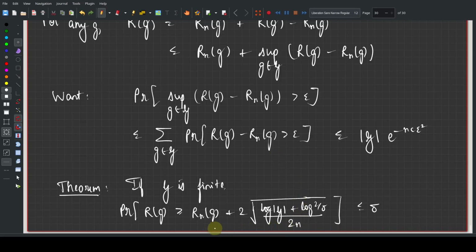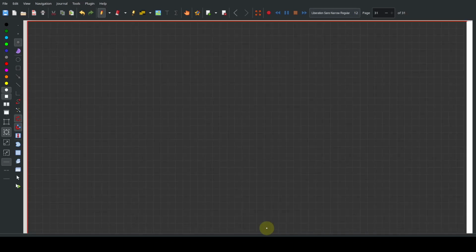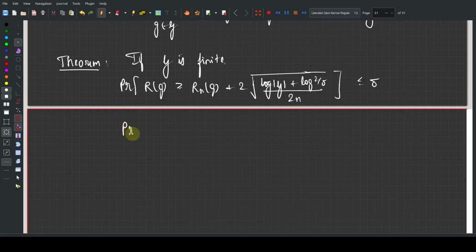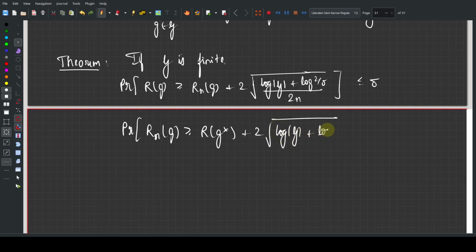Right, so these are two different ways of looking at the same quantity. If I fix a target error, then this is basically the epsilon that I can choose. This is the epsilon that I would get. And one can also show, I will not prove this, that the probability that Rn of g is greater than R of g star plus something similar, basically the constants might be a little bit different, log size of G plus log 2 by delta, divided by 2n, is less than or equal to delta.